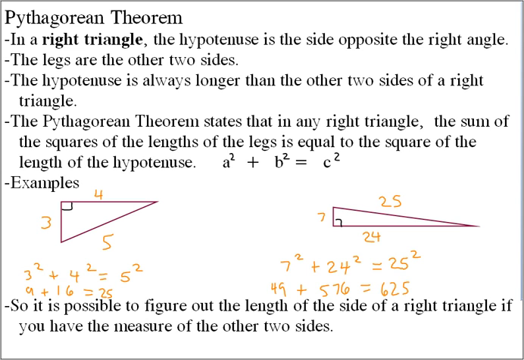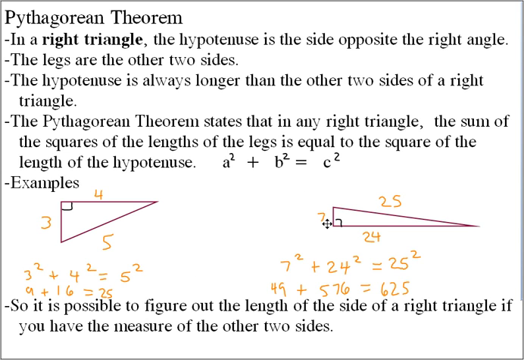Now, the Pythagorean theorem states that the sum of the squares, so that's one side A, and the other side B, and we square each of them and then add them together, is equal to the square of the length of the hypotenuse. So that's c squared. So here, 3 squared plus 4 squared is equal to 5 squared. So 9 plus 16 is equal to 25.